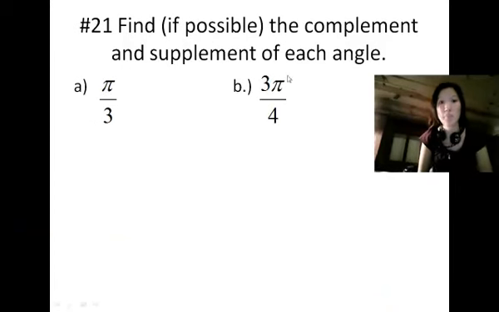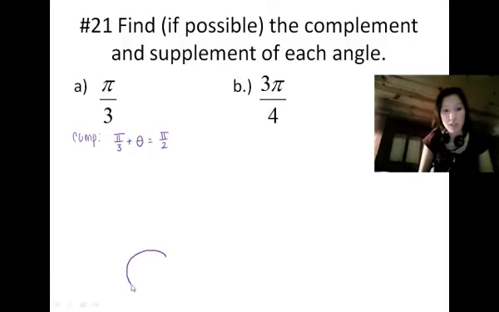So find, if possible, the complement and the supplement of each of these given angles. I'm going to start with the complementary angle. I'm just going to write comp. Again, by definition, what that's saying is we want two angles that add up to be either 90 degrees or pi over 2. So I'm going to start by saying that I have pi thirds here, and I want to figure out that unknown angle that's going to add up to pi over 2.